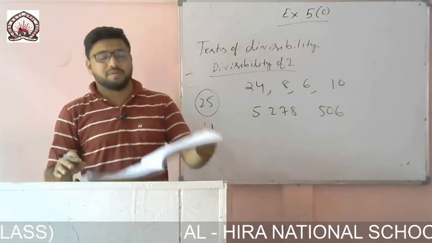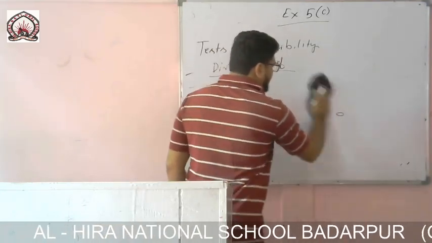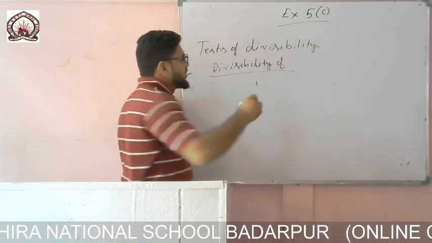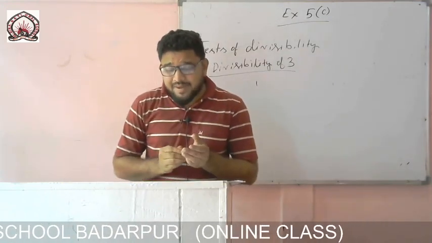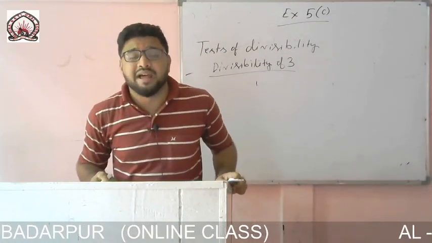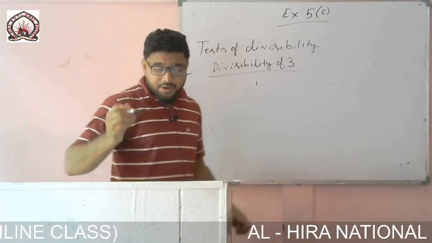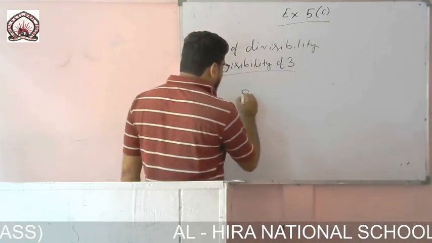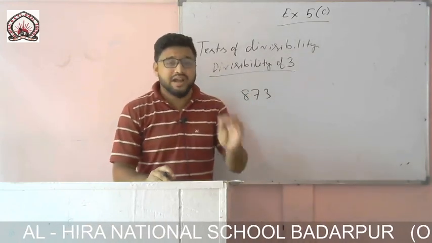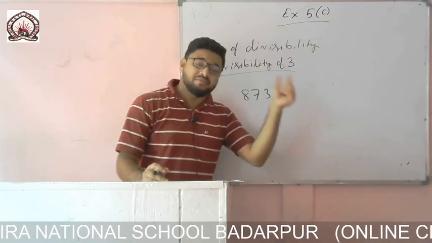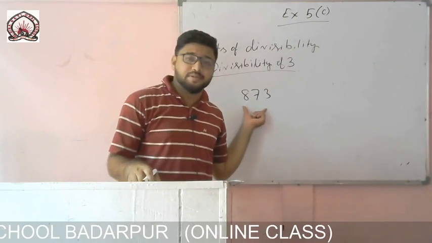Which numbers are divisible by 3? A number is divisible by 3 if the sum of its digits is divisible by 3. Suppose you see 873. Whether this number is divisible by 3 or not, how to check? You add the sum of the digits. If the result is divisible by 3, then the whole number is divisible by 3.